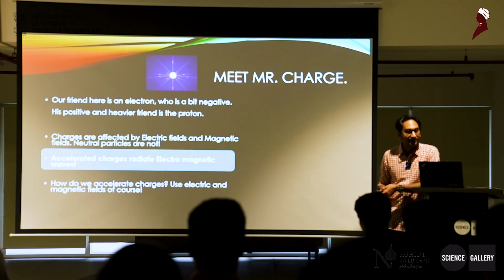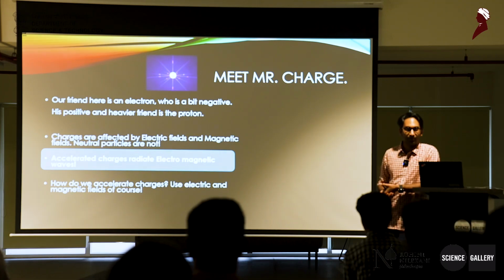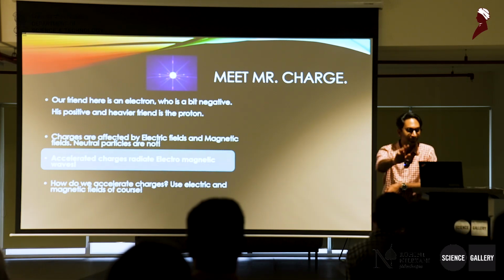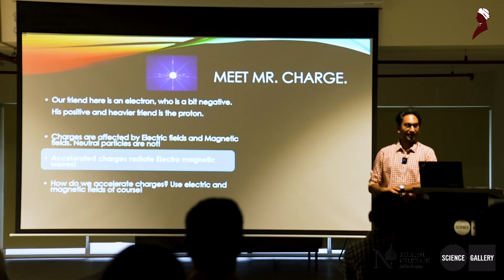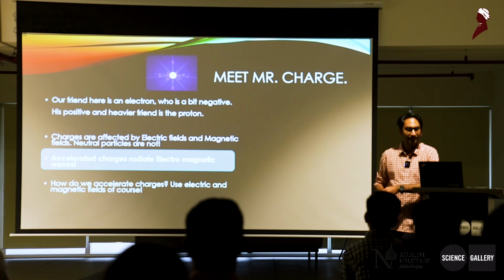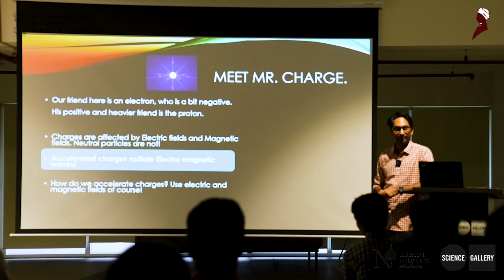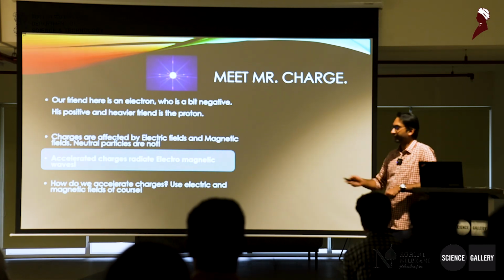So how do we accelerate charges? If you want to accelerate someone, you go and kick them. Right? They'll suddenly get a jerk, move forward and fall. That's an acceleration. But how do you do it for charges? You can't tie a string and pull it fast. You accelerate it through electric and magnetic fields.